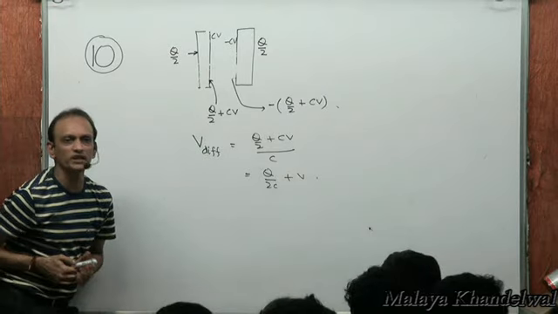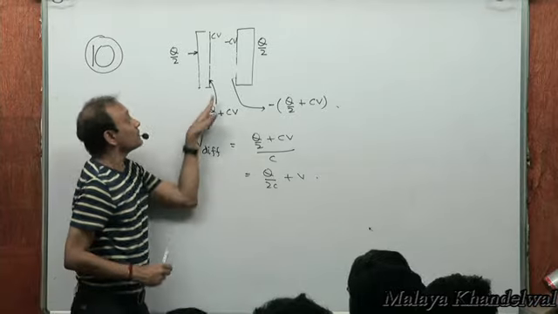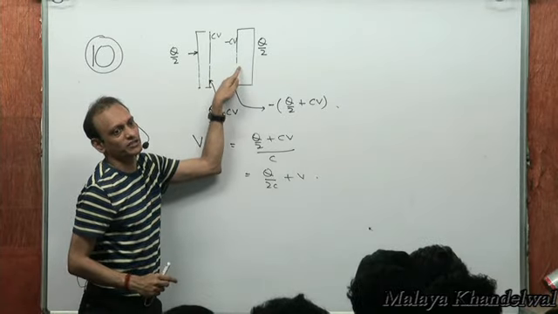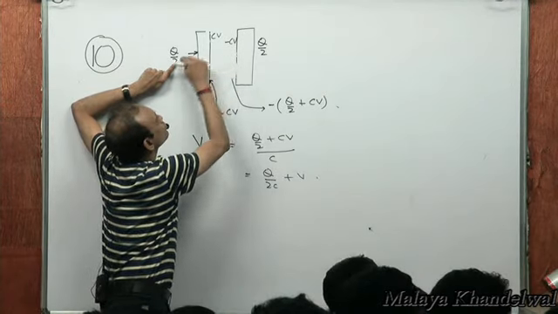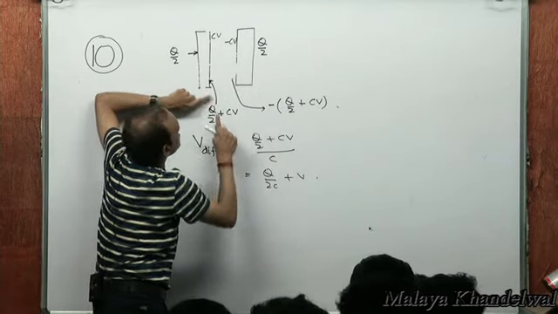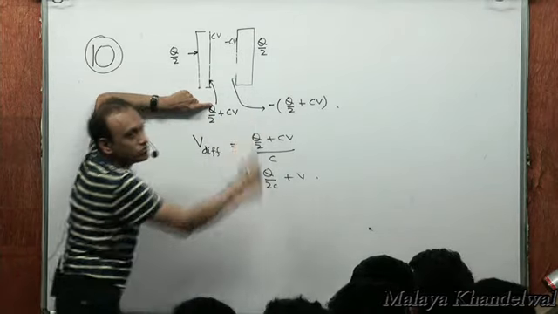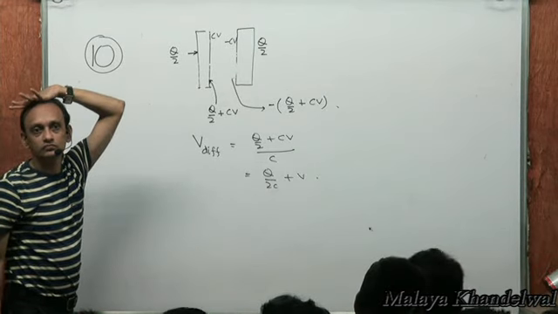Why is it that only the charge on the inner surface is instrumental? Because it's only this charge that's producing an electric field here. This Q/2 and Q/2 is producing zero electric field here, so they will produce no potential drop in this region. So the potential drop is produced only by charges on the two inner surfaces. Yes or no? Got me?